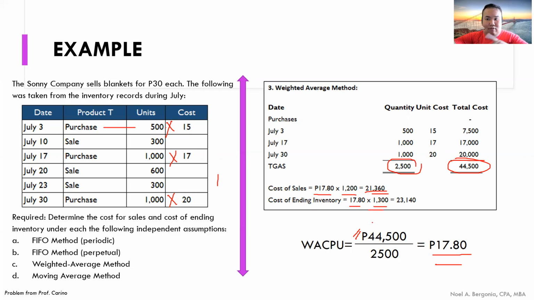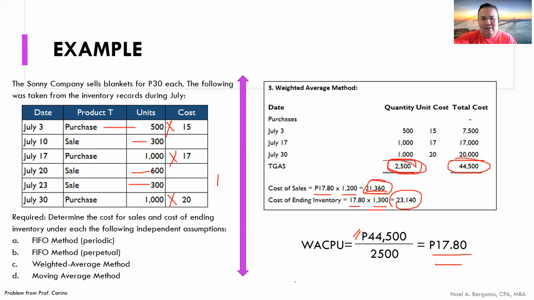Bakit 1,300 ulit? As previously discussed, di ba? So you have the 2,500 na cost of goods or total goods available for sale, and then minus yung nabenta na 300, 600, and 300. So that's 1,200. Kaya ang natira na lang po ay 1,300. Okay? So the total cost of ending inventory is 23,140. Okay? So medyo mas madali ng konti si weighted average since we have the WAC po. Okay, so if you do have any questions, please key in your questions on our chat box. Okay, so that's weighted average.